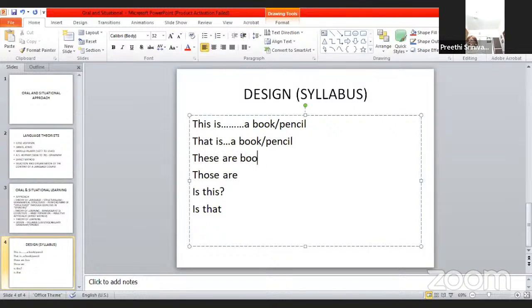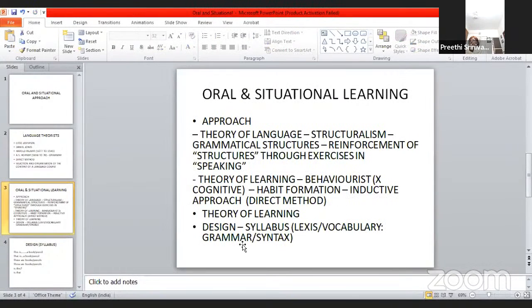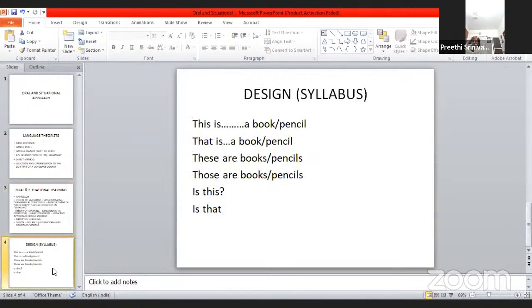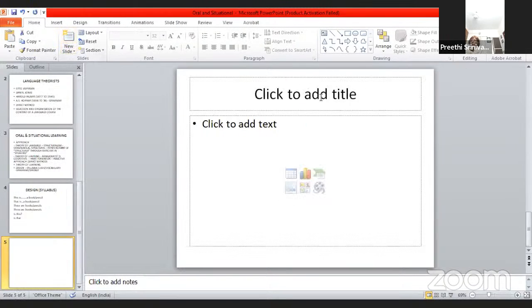These are books, pencils. Those are books, pencils. So you see how they are drawing attention to structure. And then in my earlier slide, I said syntax or grammar, lexis or vocabulary. So these are the things that are taught in the syllabus: vocabulary and grammar. And this is a very important point.